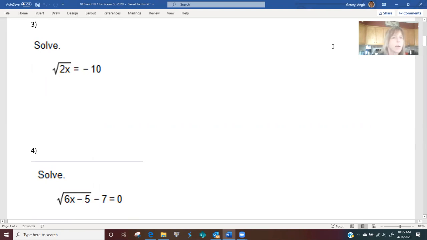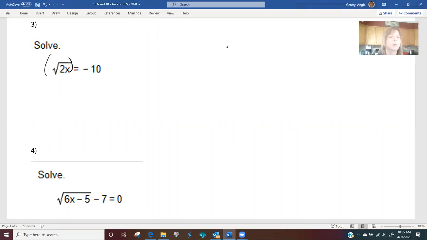Okay, now let's try this one. Isolate the variable. So isolate the variable, isolate the radical. So this, you see how the radical is already isolated. So then you say, okay, now I'm going to use the power rule. So I'm going to square this. And I'm going to square this.